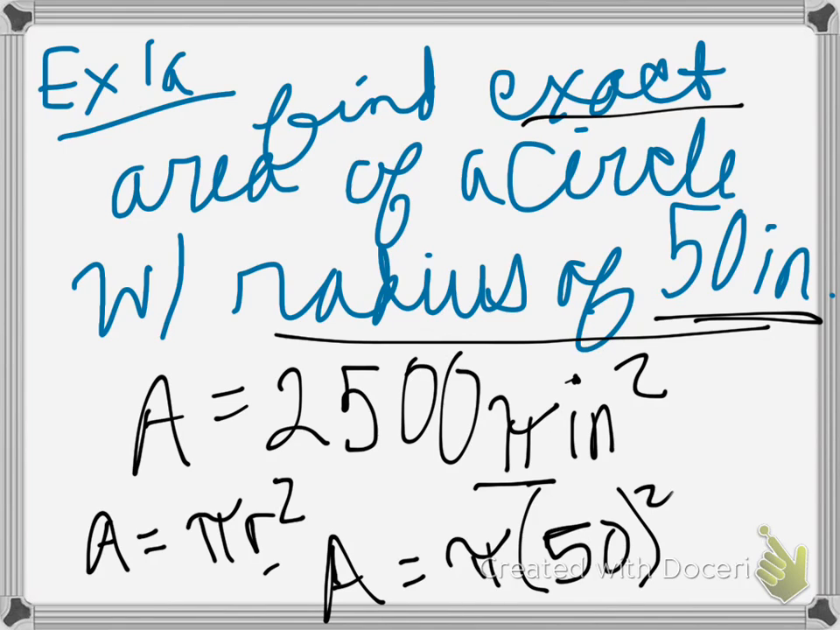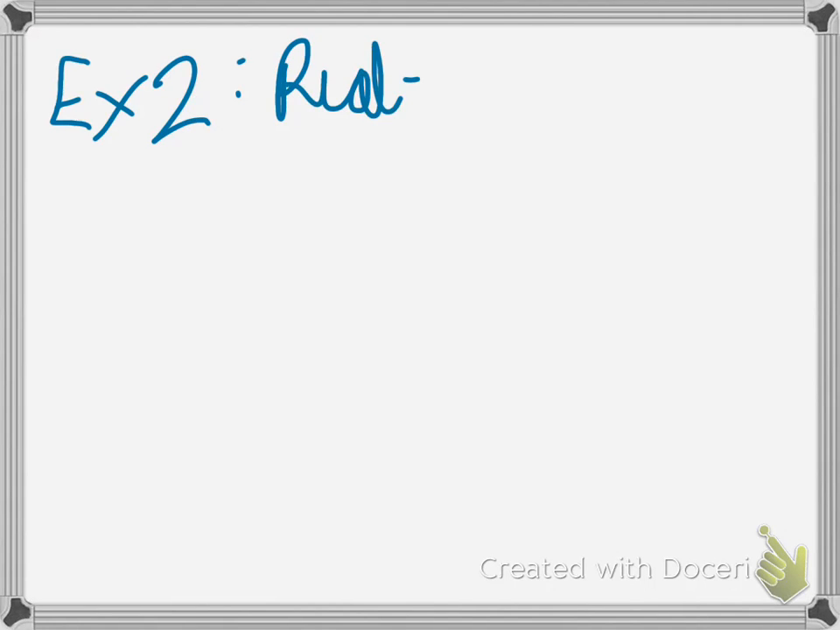All right, so let's go on and do another example. And we're going to find an approximate value, because for real life situations, you usually want an approximate area as opposed to a precise exact area, because it doesn't really matter in a lot of cases. So this is example 2, a real world application.